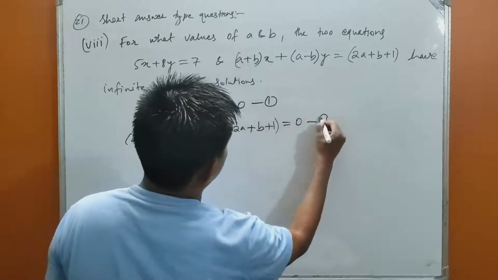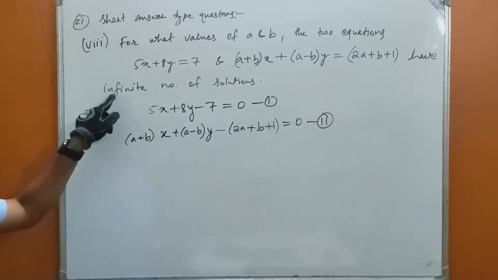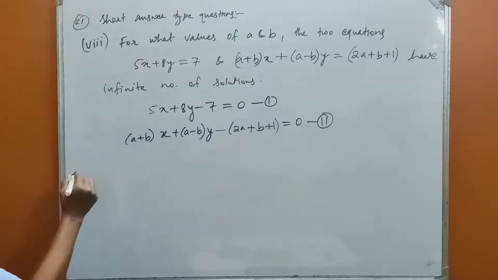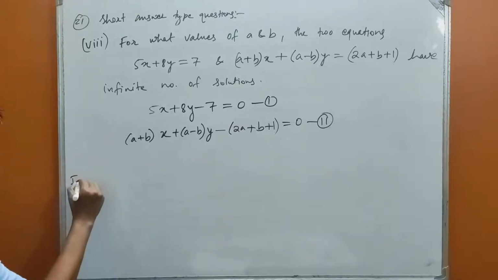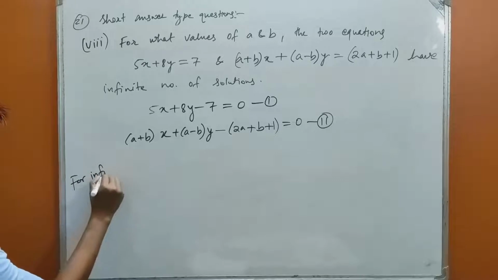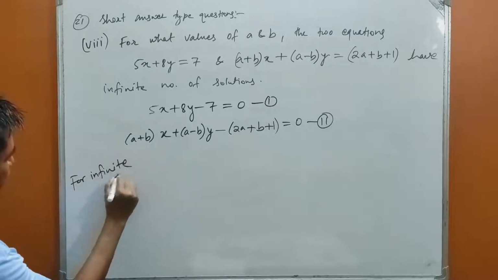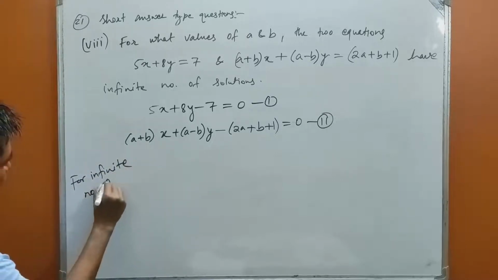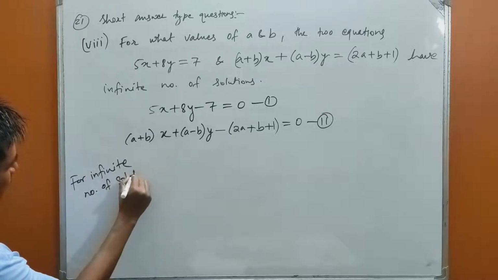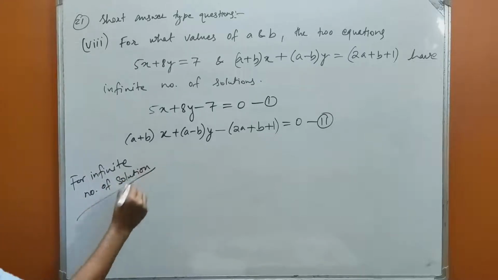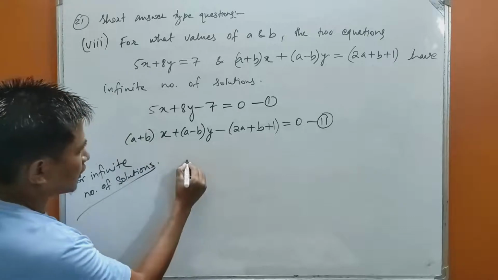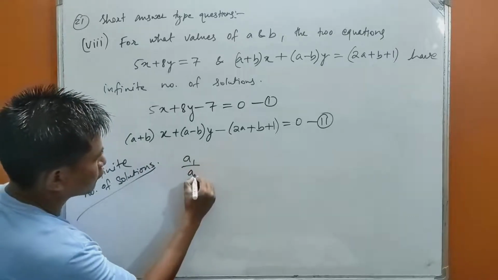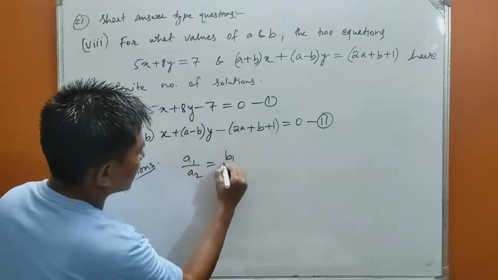This is equation 2. So for infinite number of solutions, the condition is a1 by a2 equals b1 by b2.